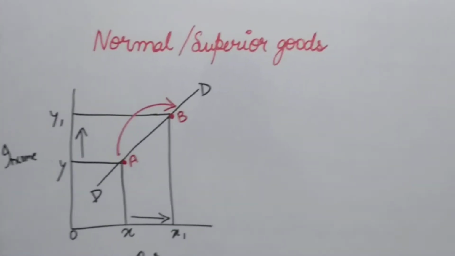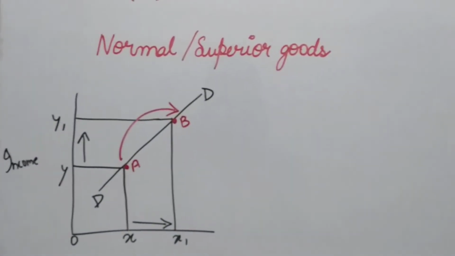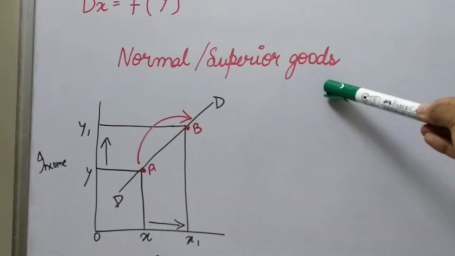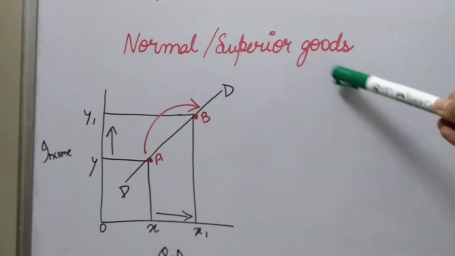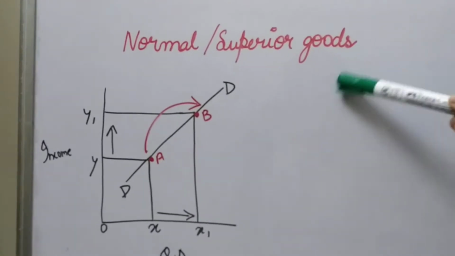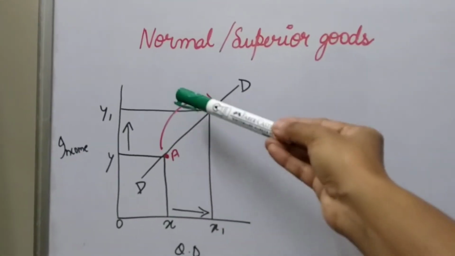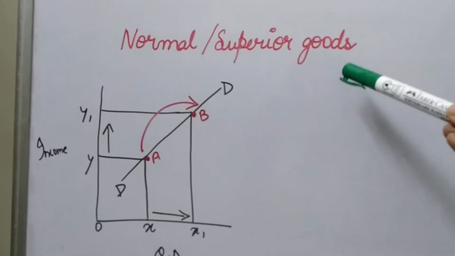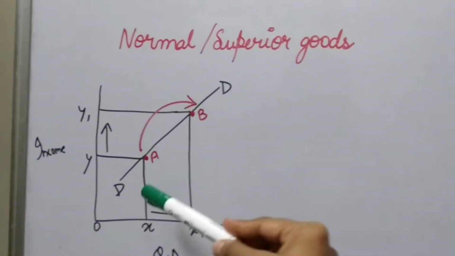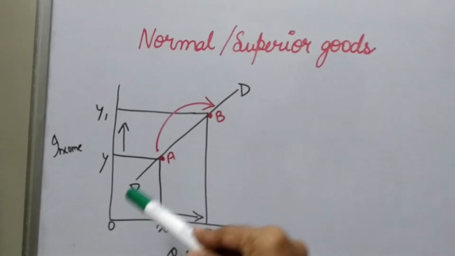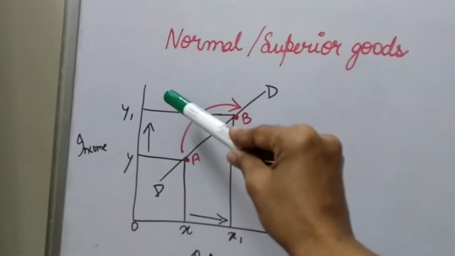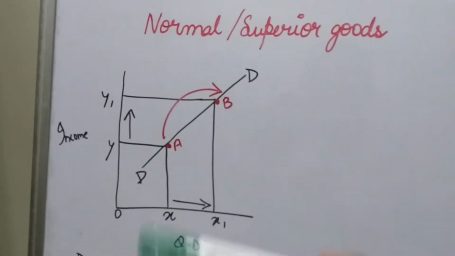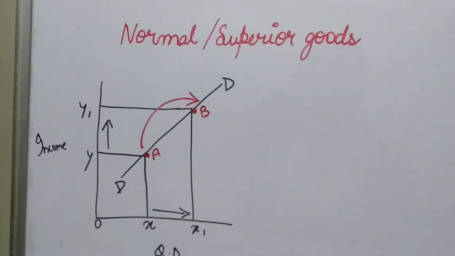Superior goods are those goods which are of good quality, and these types of goods are consumed by consumers just to show their superiority, or just to show their living standard. When their income increases, they will increase the consumption of such goods. So for these goods the shape of the demand curve is positive slope. If income increases, consumption of these goods increases. If income decreases, they will reduce the consumption of these normal or superior goods.